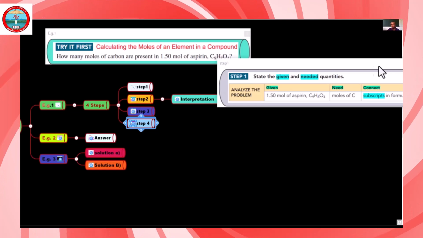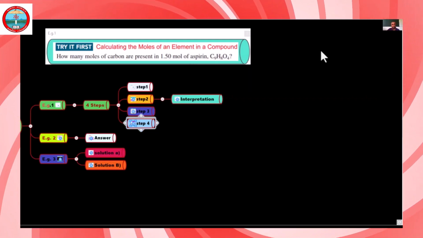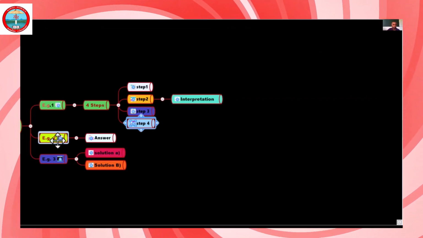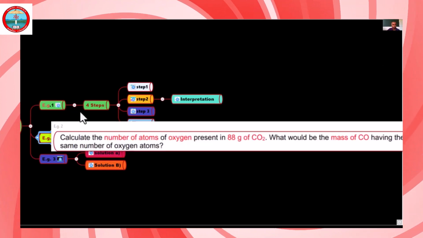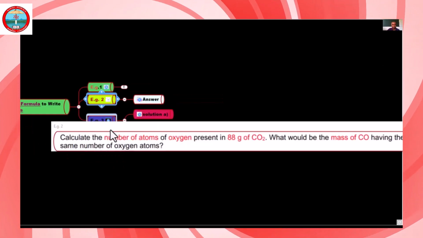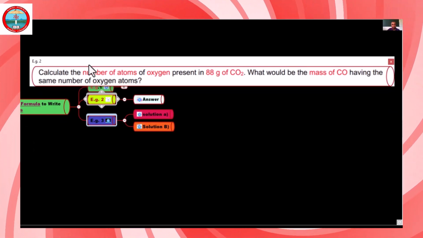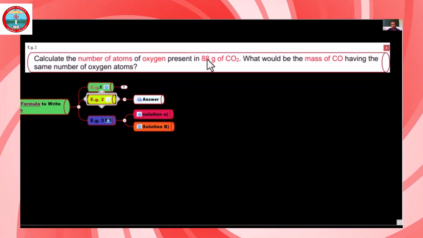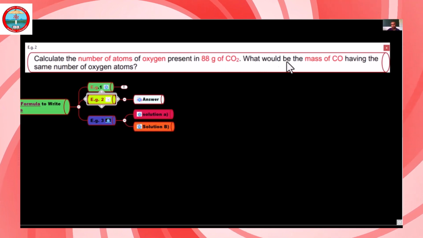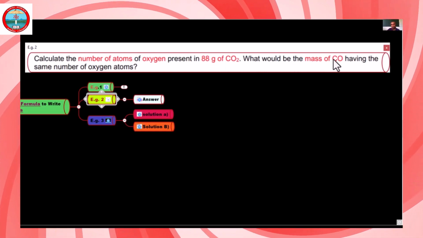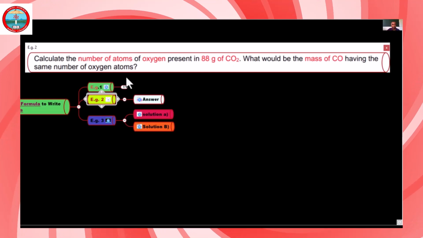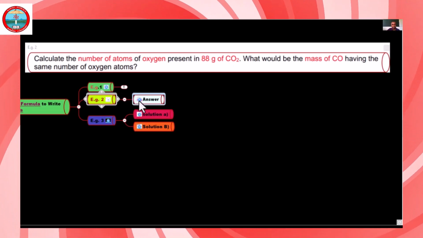the second example, let us see. Example 2. Calculate the number of atoms of oxygen present in the 88 gram of carbon dioxide. What would be the mass of carbon monoxide having the same number of oxygen atoms, and the answer will be this one.